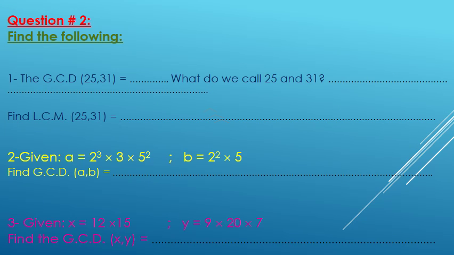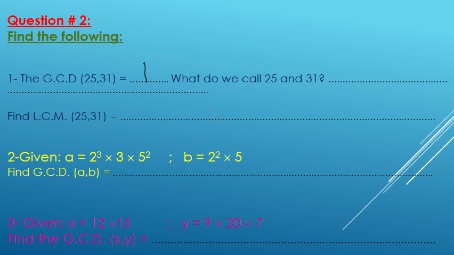Now we move to question number 2. Read question number 2, Hassan. Find the following. Number 1, we should find the GCD of 25 and 31. It's equal to what? It's equal to 1.